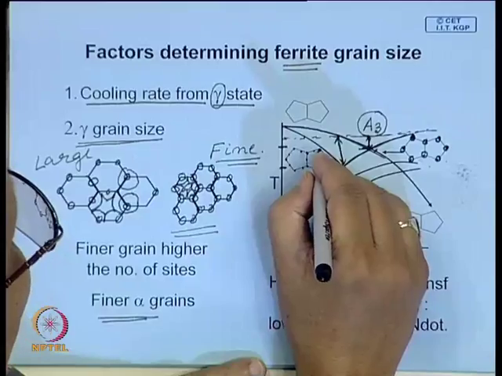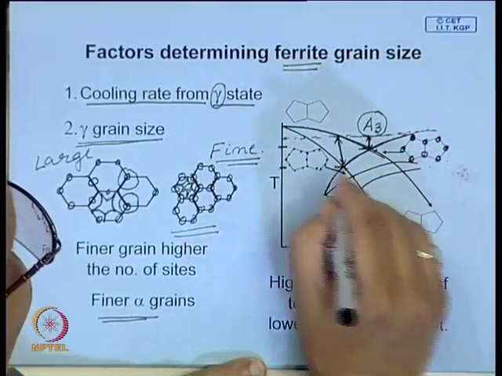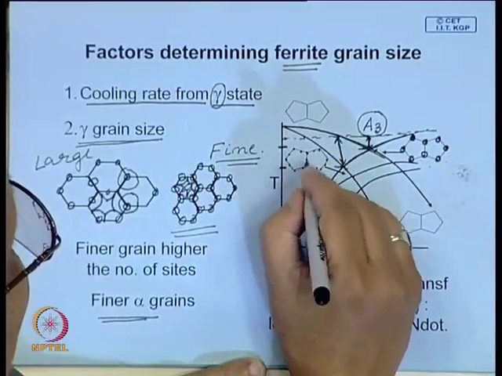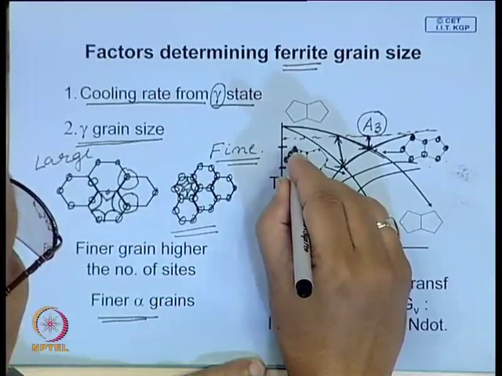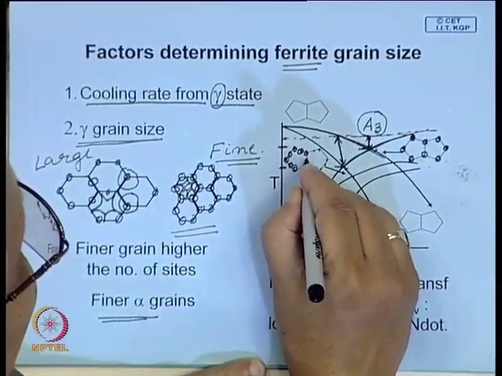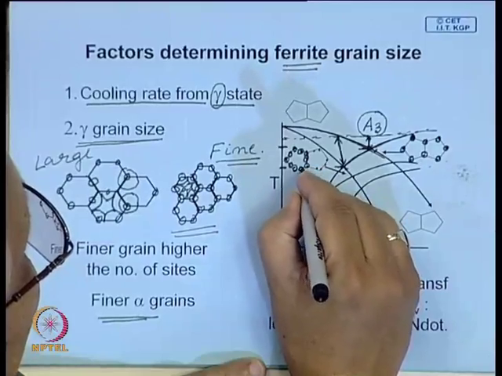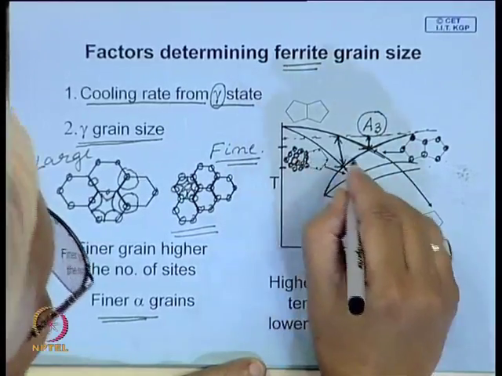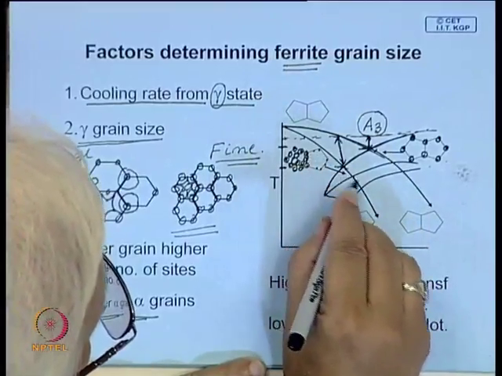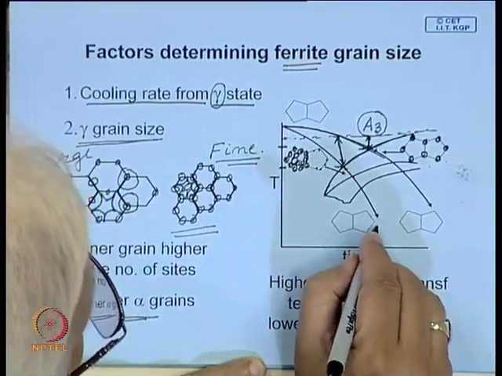So when they grow over here, a large number of these are growing, so quickly all these get filled up, and you have more nucleation taking place here. So ultimately what happens in this particular case, you will get a finer structure.